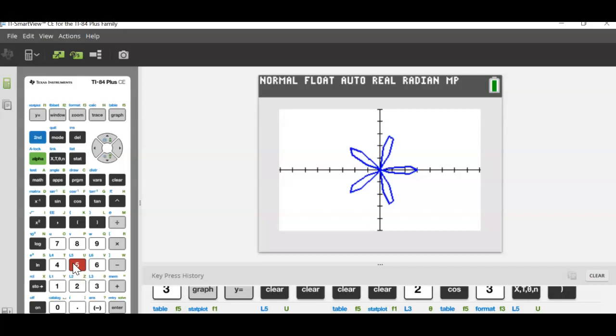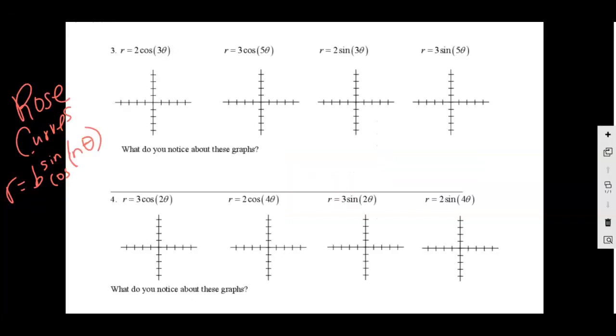And then that number n, the coefficient of the theta inside the argument, tells us how many petals there are. When it was 3 theta, I had 3 petals. When it was 5 theta, I had 5 petals. Let's go back and do some sine graphs though. These cosine ones always have one on the positive x-axis. Let's go graph the first 2, and then we'll come back to the calculator.